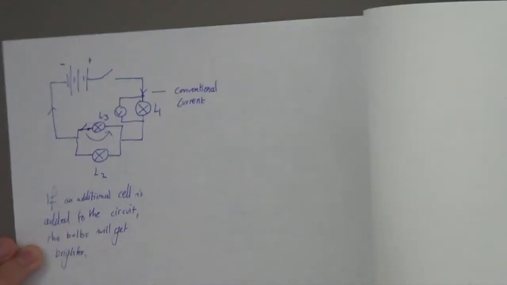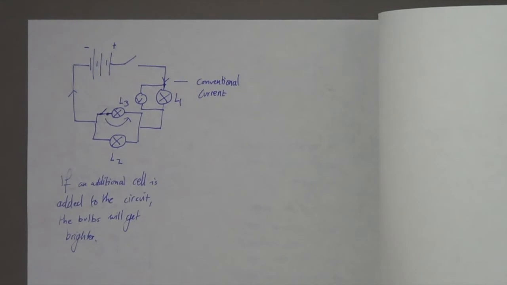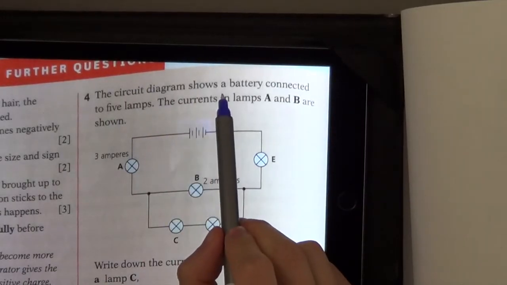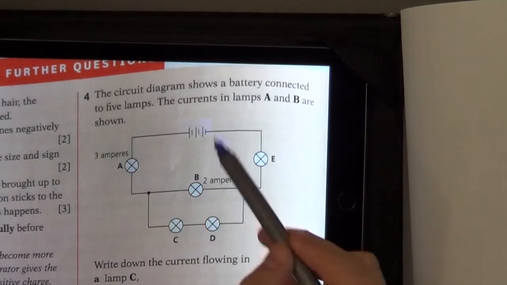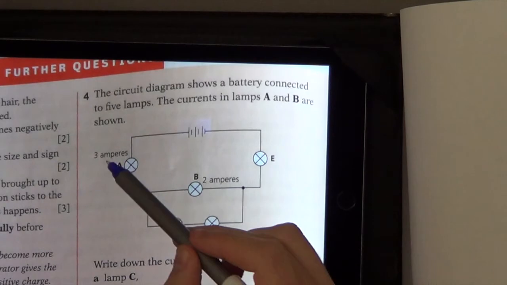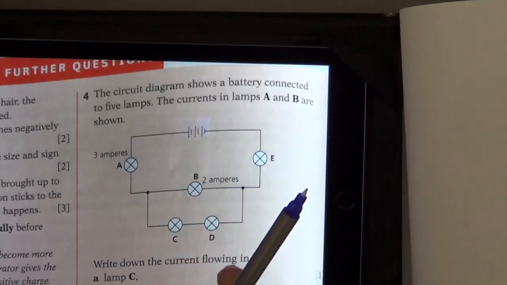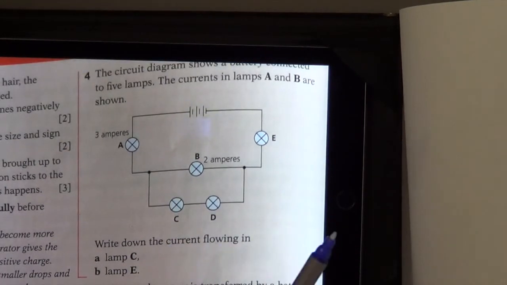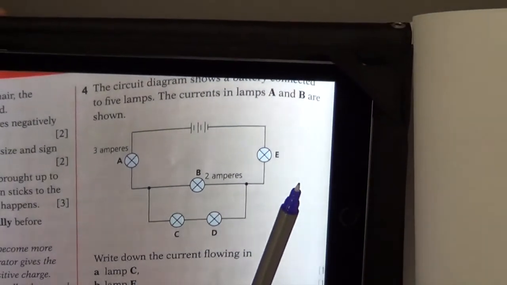Okay, so that's the answer to that question. Right, next question. It says the circuit diagram shows a battery connected to 5 lamps. The current in lamps A and B are shown, 3 amperes and 2 amperes there. Write down the current flowing in lamp C and lamp E.